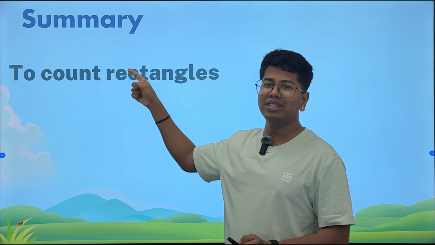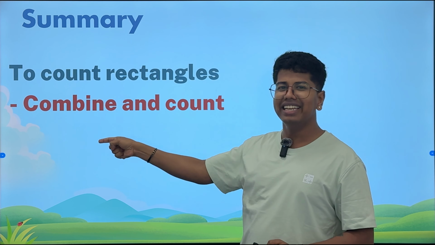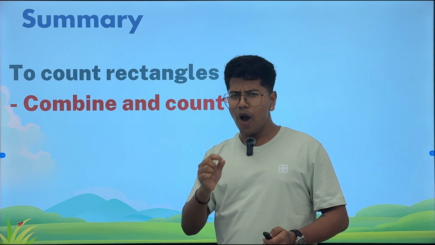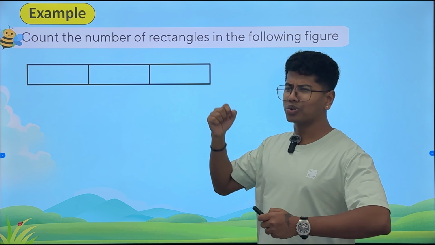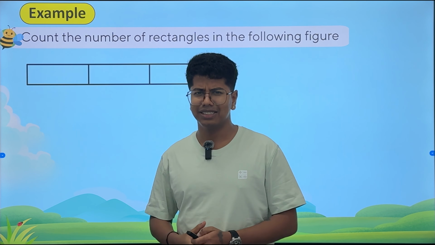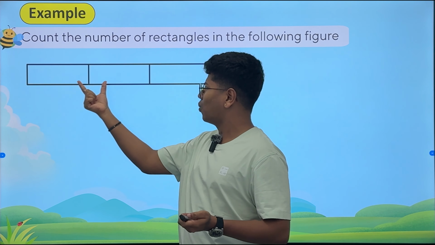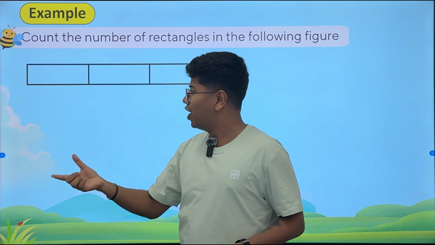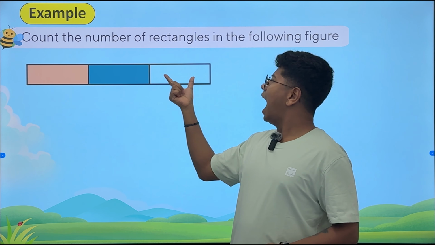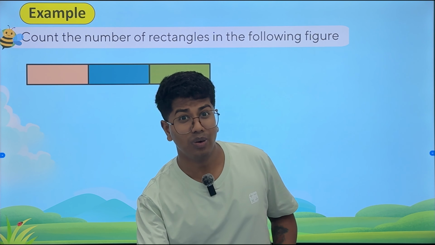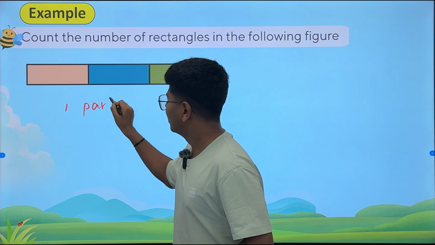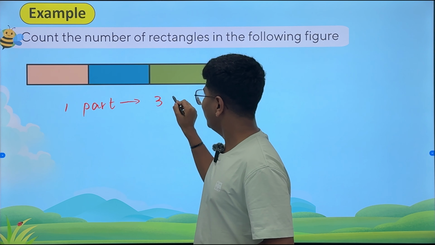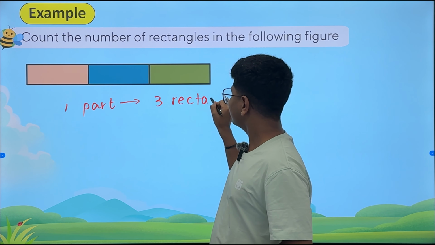So let's summarize this. The summary is, in order to count the number of rectangles, we can combine and then count. Now, if this is the following case, let's try to understand here then. In this question, how many rectangles are there? Oh, perfect. If I just count one rectangle at a time, we can see how many? Oh, 1, 2, and then 3. So here, if I count just one part, there are in total 3 rectangles.